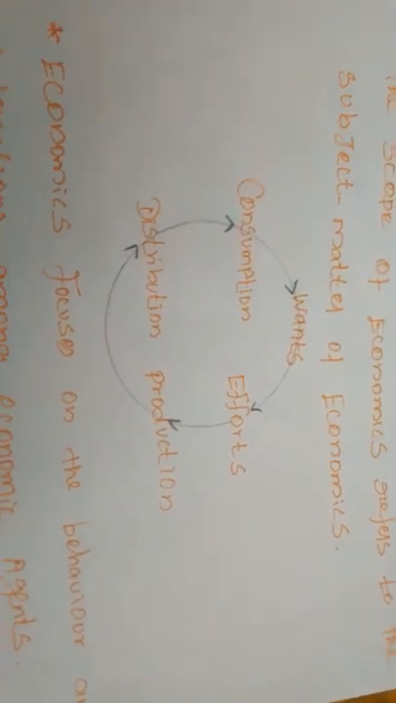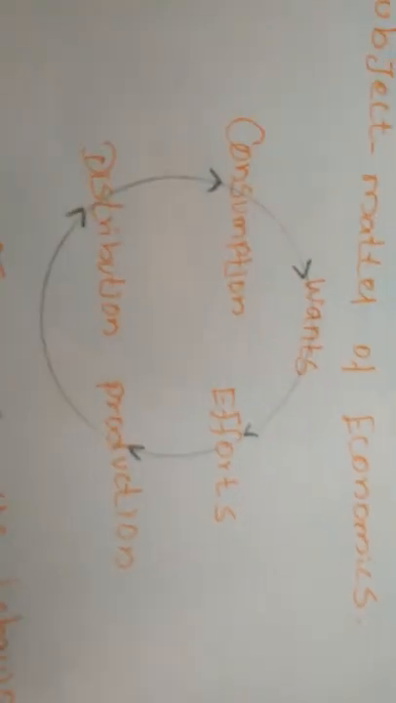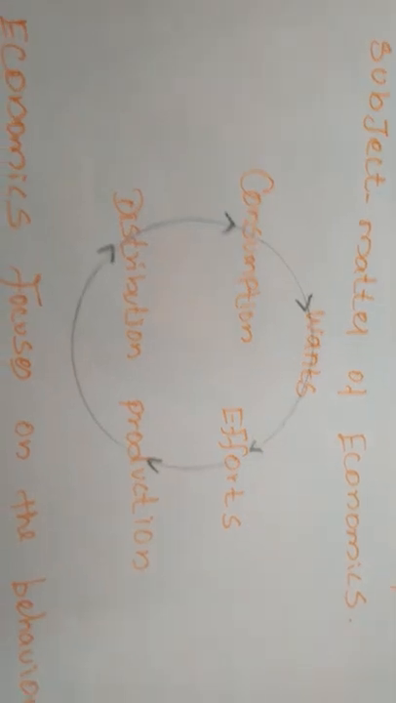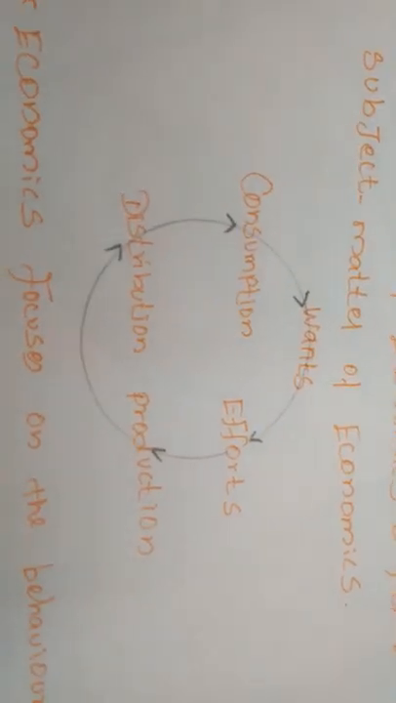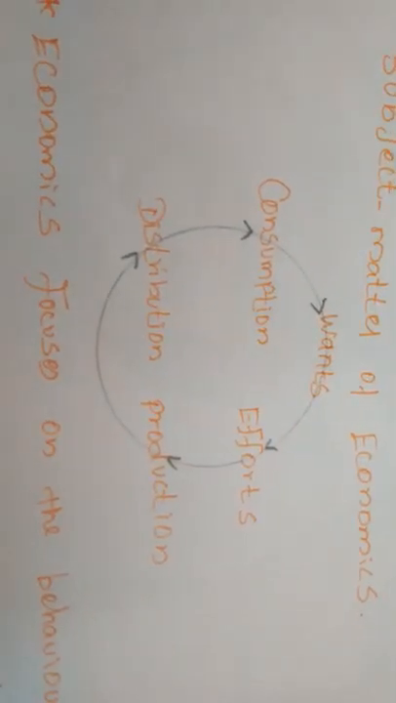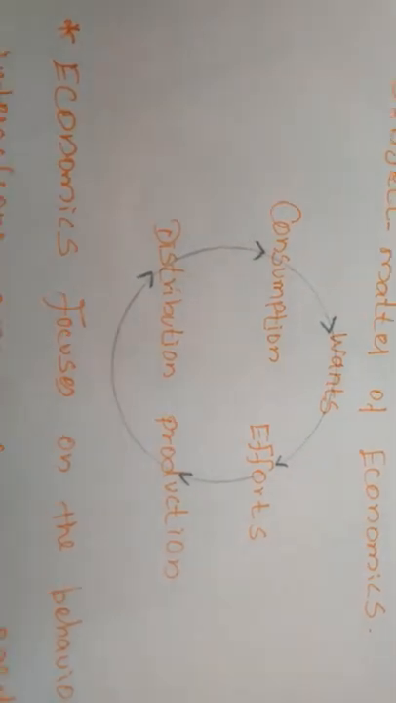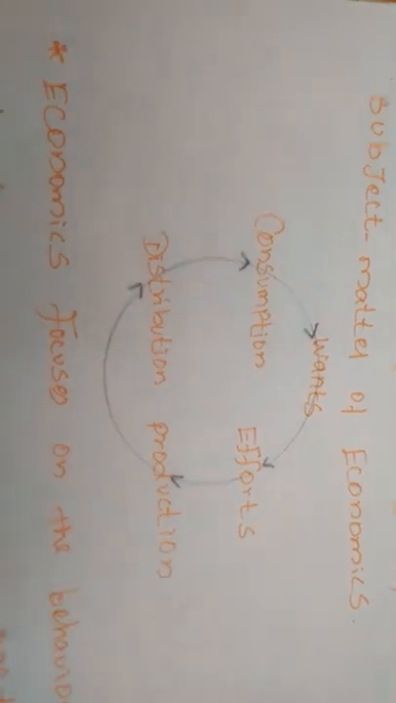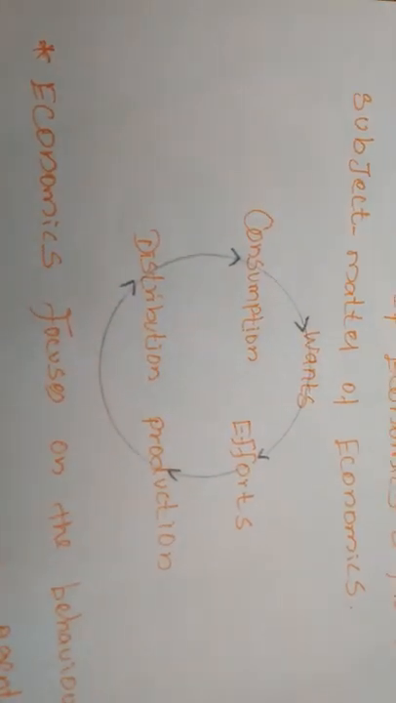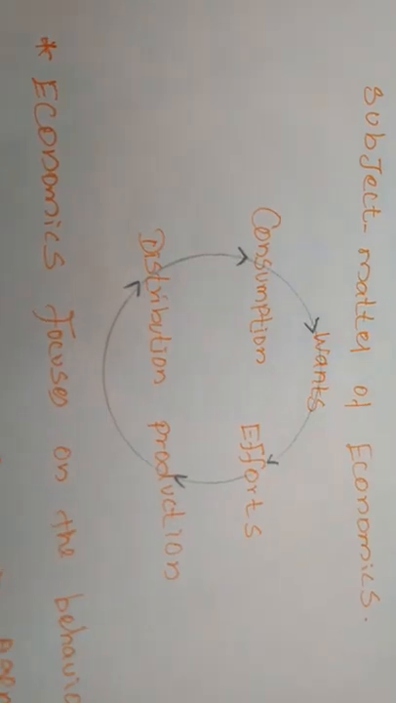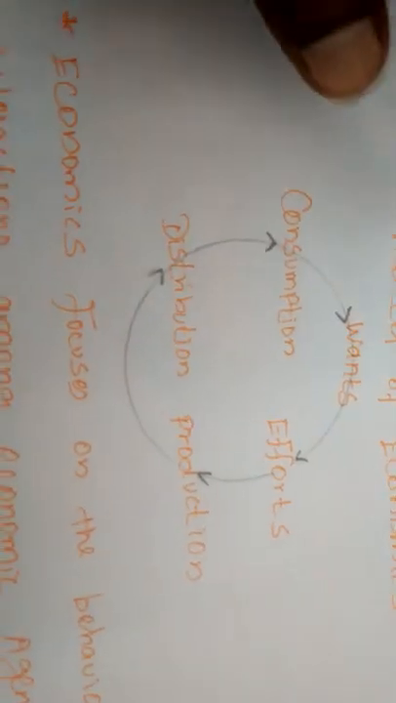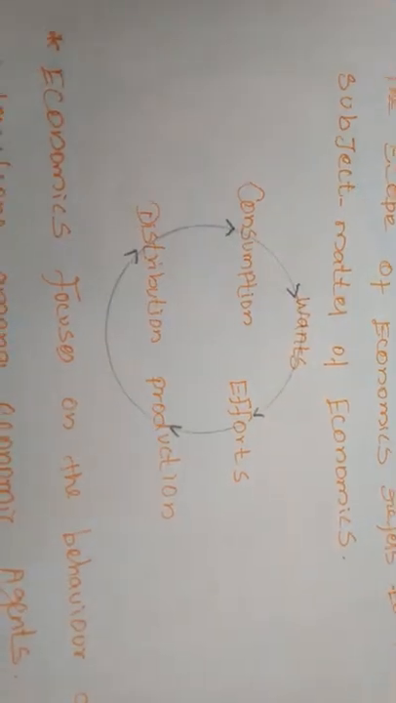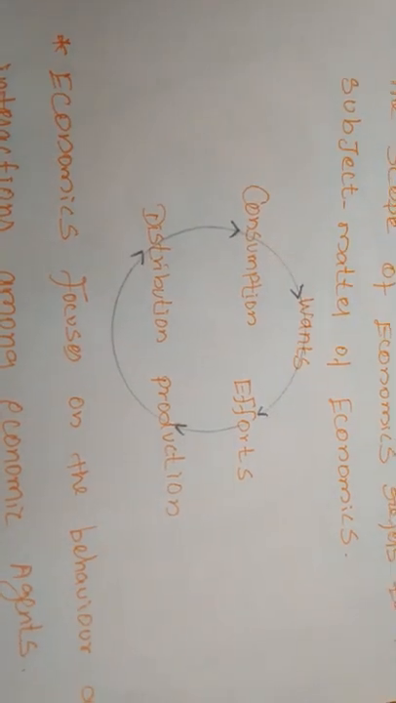Just see the diagram. In this diagram, there is a circle, the subject matter of economics. The first one is wants, efforts and production. Next one is distribution. Next, consumption. When you see this diagram, what do you understand? First, we have studied that wants are the basis of all economic activities, right? So wants are the basic economic activities.